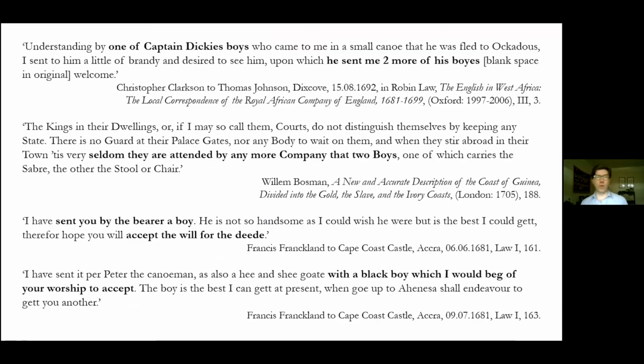Here I have a few more, and I apologize for the enormous amount of quotation, but I thought I would at least give you the chance to follow along. At the top, you have reference to Captain Dakey, whose Dick's Cove in Ghana is named after him, Dakey's Cove, who sent boys to establish contact with the RAC official. There's a quotation there from Willem Bosman, who others have mentioned already, talking about how African elites were attended not by a huge train of followers, but by a pair of boys, one carrying a sword and another carrying a stool, in other words, the symbols of their power.